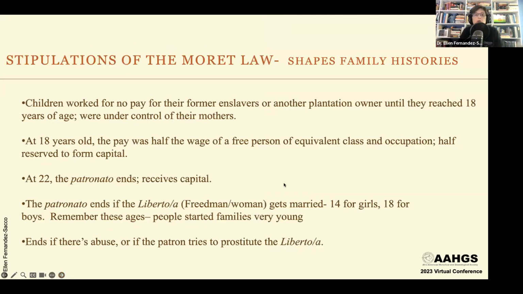The stipulations of the Moret law are what shapes family histories. So when we look at children, they work for no pay for their former enslavers until they're 18 years of age. They're under the control of their mothers. At 18, they get a pay that's half the wage of a free person of an equivalent class and occupation. And then the other half of that pay was reserved so they'd have something when they were freed. They'd have a certain amount of money. Exactly how well this worked out, I don't know.